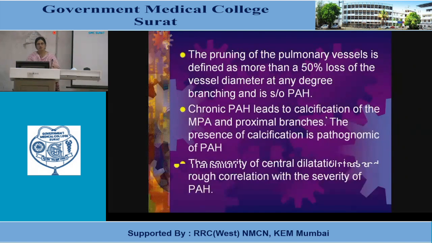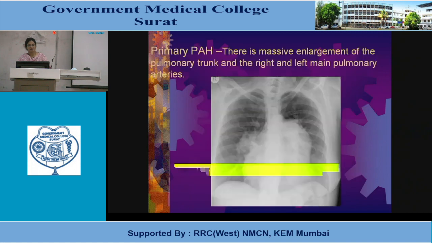What is pruning of the pulmonary vessels? It is more than a 50% loss of the vessel diameter at any degree of branching and is suggestive of pulmonary arterial hypertension. Chronic pulmonary arterial hypertension leads to calcification of the main pulmonary artery and proximal branches. The presence of calcification is pathognomonic of pulmonary arterial hypertension. So you can see primary pulmonary hypertension, there is massive enlargement of the pulmonary trunk and the right and left main pulmonary arteries.